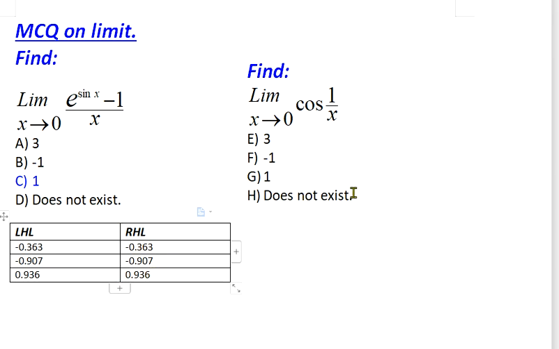For the limit to exist, all the limiting values should converge to a single value, but they are not converging to a single value. So the limit of this function when input x approaches 0 does not exist. So the option H is the correct answer for this question.